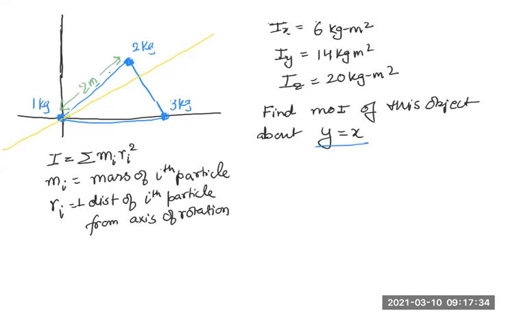Basically, all you have to do is say, okay, fine. I is equal to 1 kilogram into distance square plus 2 kilogram into distance square plus 3 kilogram into distance square. You have to figure out the perpendicular distances of 1 kilogram, 2 kilogram, 3 kilogram from whatever axis of rotation that I give. In this case, I have given the line y is equal to x. So the question really is, what is the perpendicular distance of a point from a straight line?